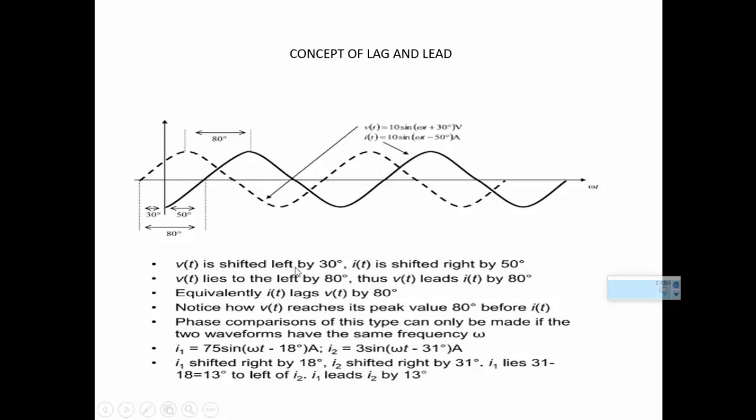Now guys, you need to keep this in mind. It's very easy to understand, just understand this concept of leading and lagging. In this case we're taking 0 as our reference, and if that is our reference, then this one could lead by 30 degrees with respect to it, and this one could be lagging by 50 degrees. But with respect to each other, you can see that the voltage is leading the current by 80 degrees.